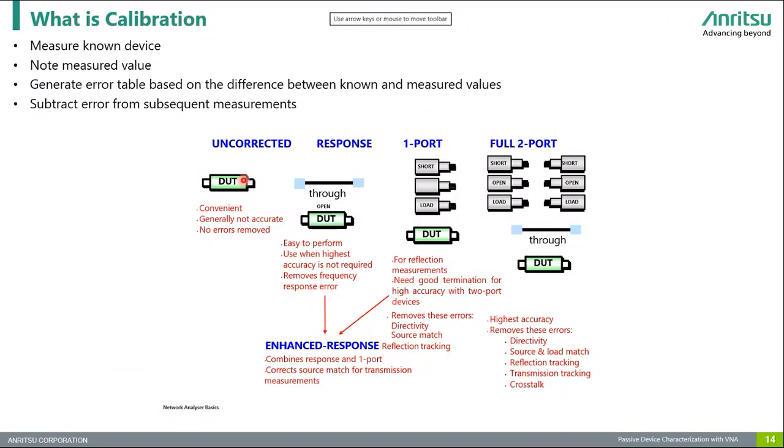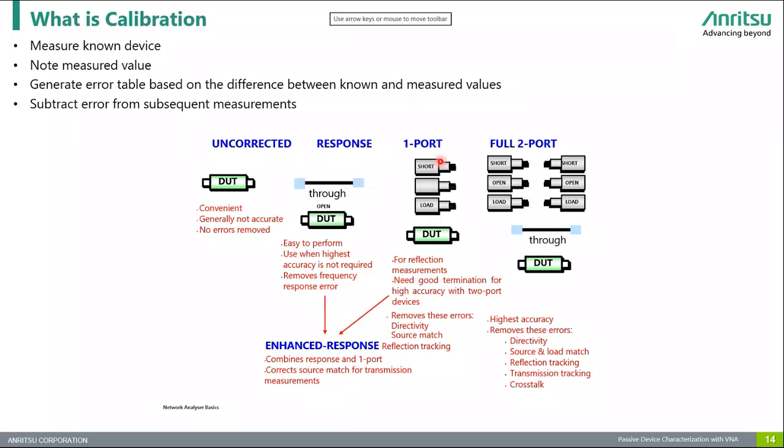Let's walk through the different calibration methods shown here. The first one is uncorrected. This is the simplest approach. Just connect the DUT and measure. It's convenient but not accurate, as it does not remove any errors. Then response calibration, a basic method that corrects for frequency response. It is easy to perform and useful when high accuracy is not required.